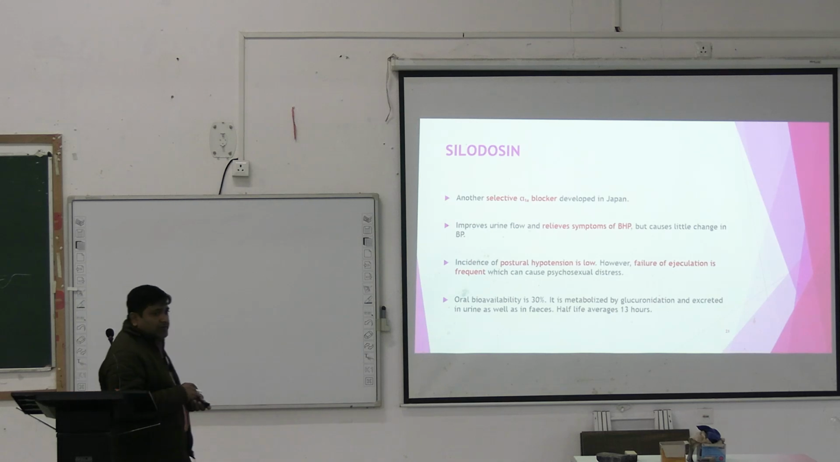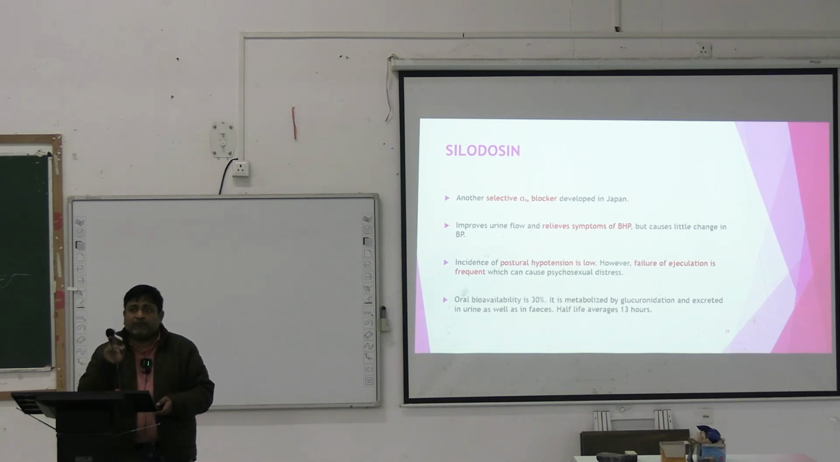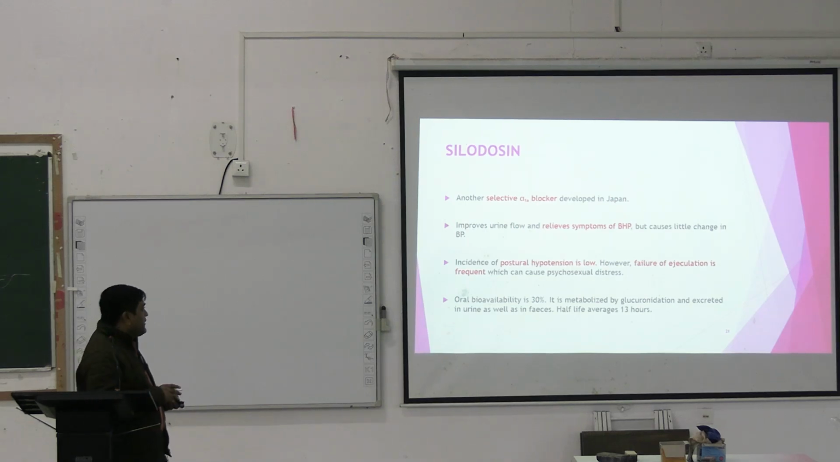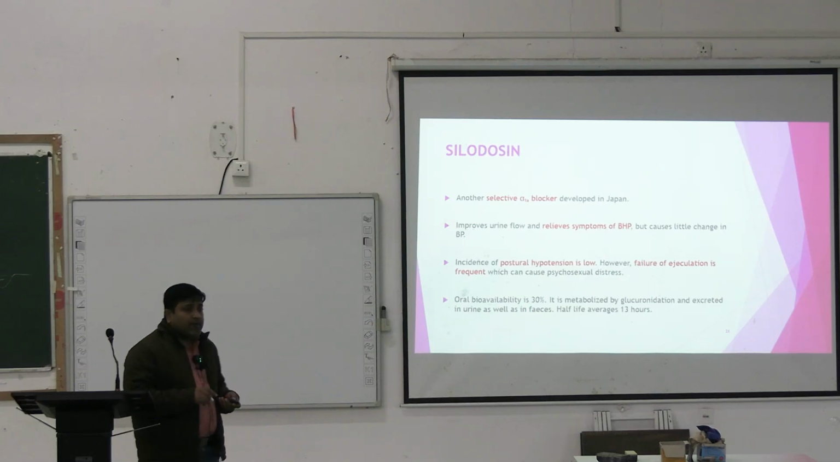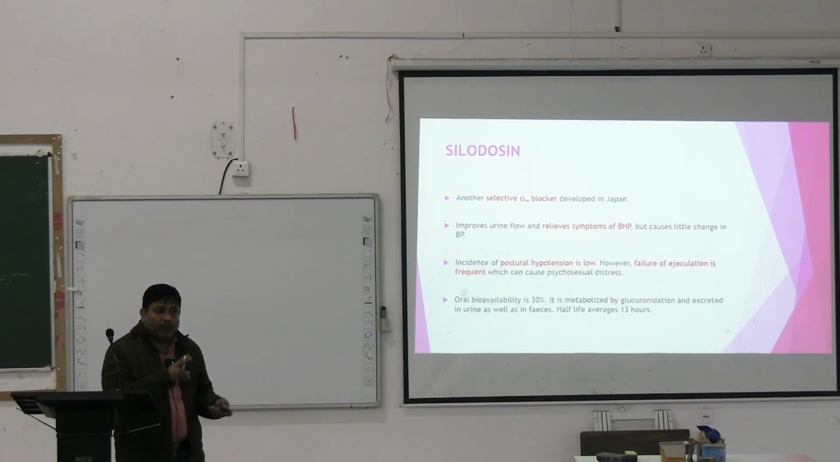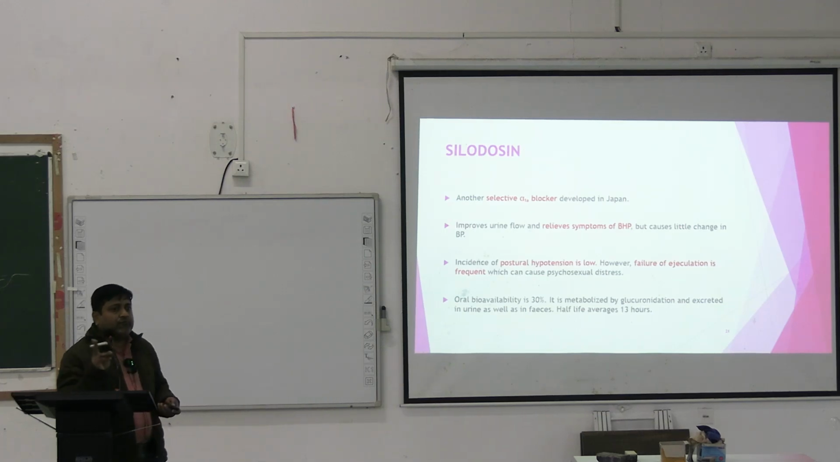Now, silodosin, like tamsulosin, is also an alpha-1A selective blocker developed in Japan. It is used for the treatment of benign hyperplasia of prostate. Postural hypotension is low with this drug compared to tamsulosin, but failure of ejaculation is frequent, more frequent than tamsulosin.